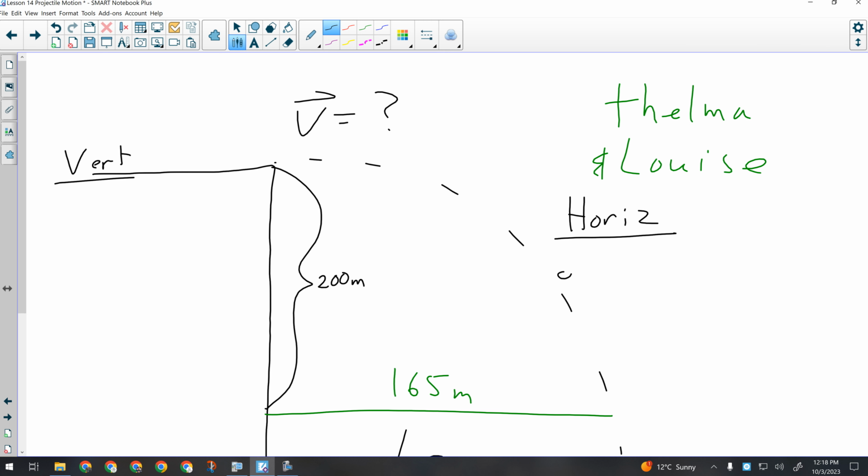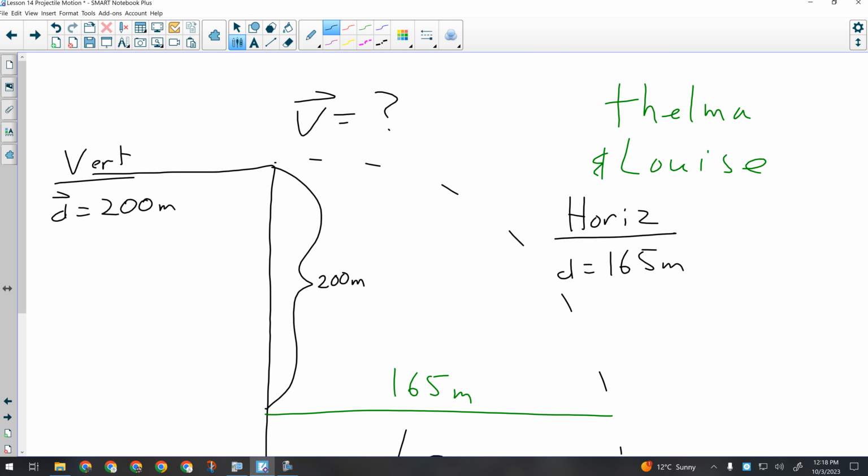Okay? Horizontally, I know that the car travels 165 meters before, well, crashing into the Grand Canyon, Florida. Okay? But that's all I know horizontally right now. Don't know anything else. Vertically speaking, I know that the cliff is 200 meters tall, which means the vertical displacement of the car will be 200 meters down.